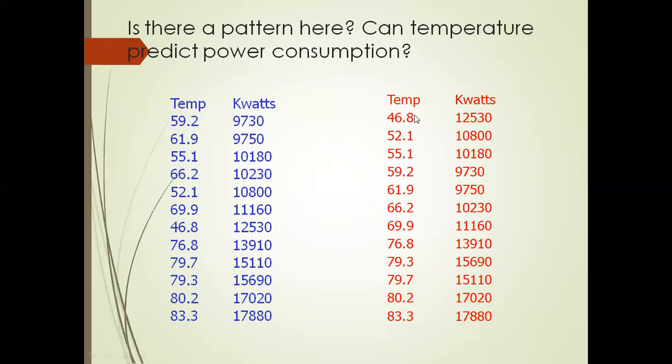In this base table, I have written temperature in increasing order. Which is the smallest here? 46.8. So it starts with 46.8, and the maximum here is 83.3. So finally it ends with 83 point something with respect to those kilowatts.